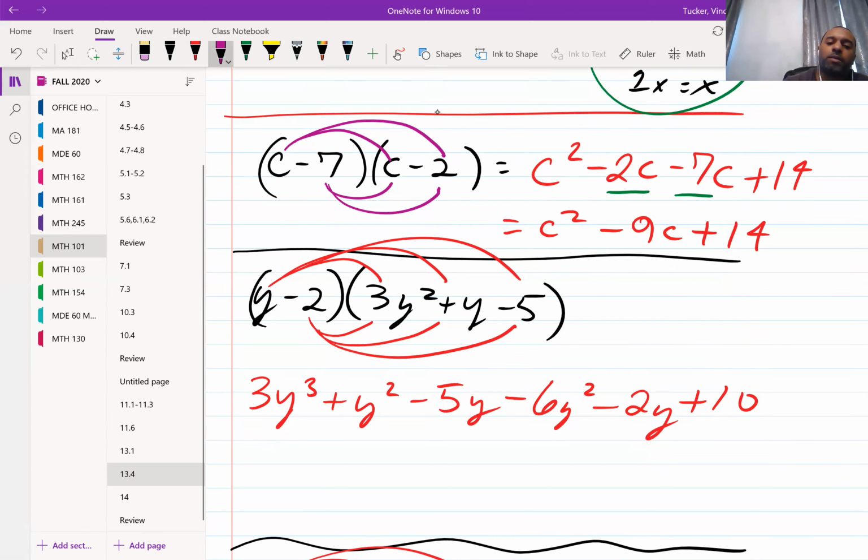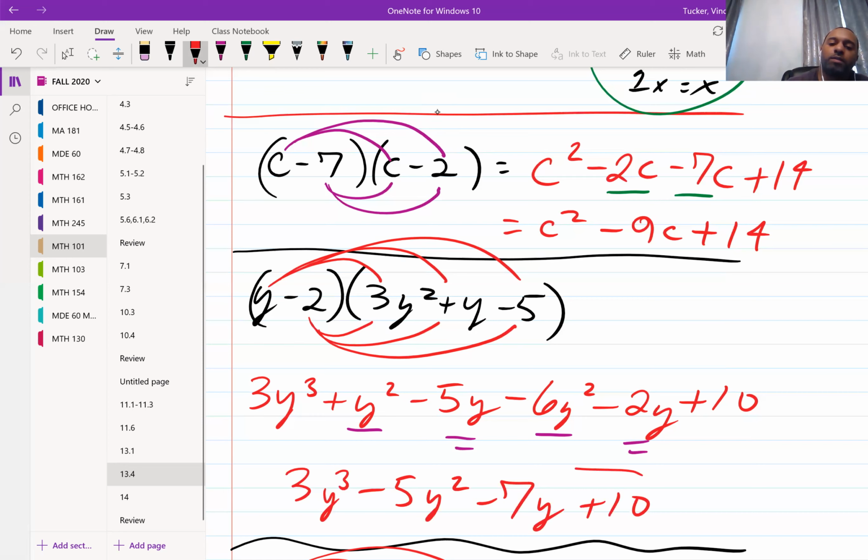Combine your like terms. You have y squared, negative 6y, negative 5y, and negative 2y. Both of them are negative. So that's going to be 3y cubed, negative 5y squared, negative 7y, plus 10.